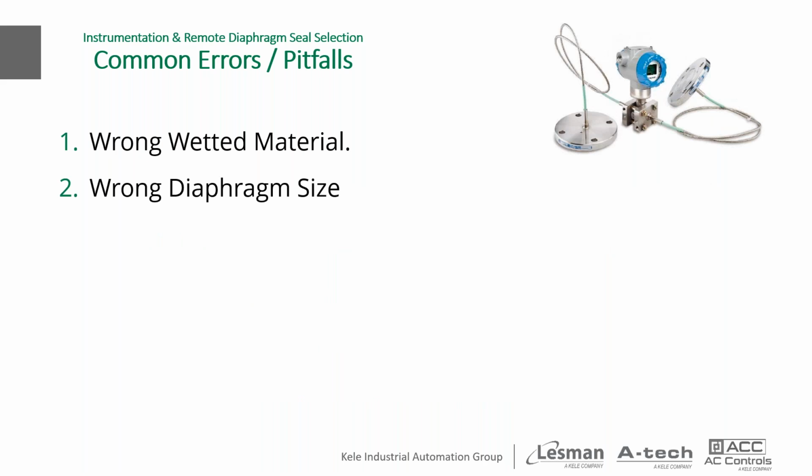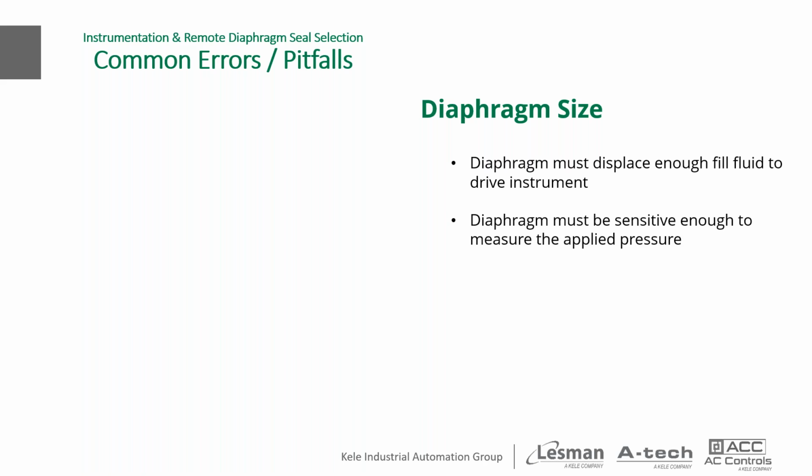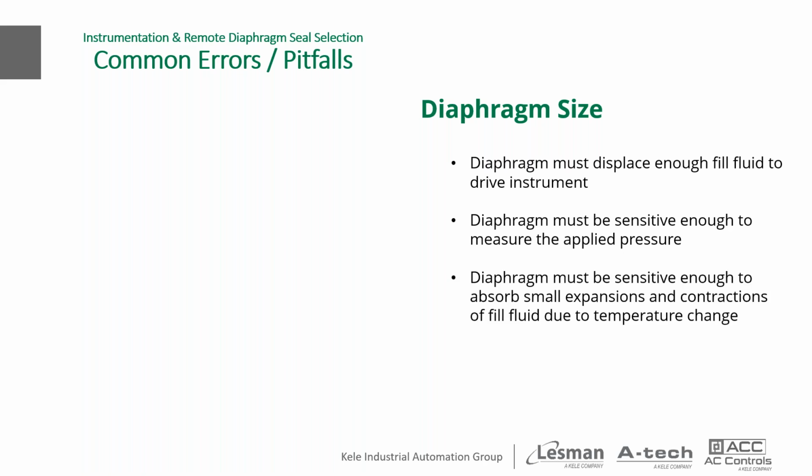Choosing the wrong diaphragm size is also a big problem, sometimes more common than choosing the wrong material. When considering diaphragm size, we need to know that the diaphragm can displace enough fill fluid to actually drive the instrument, whether it's a gauge, transmitter, or a switch. The diaphragm must also be sensitive enough to measure the applied pressure from the process. And finally, the diaphragm must be sensitive enough to absorb the small expansions and contractions of the fill fluid that come due to temperature change. We'll see in a moment why this is important.